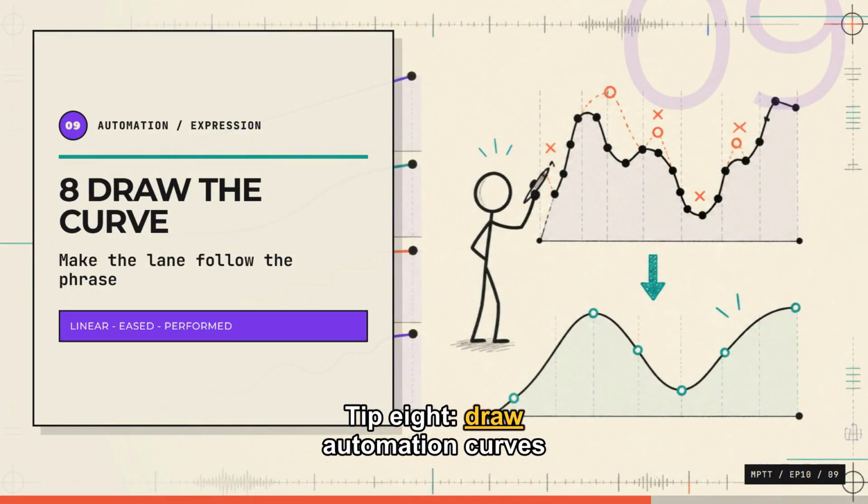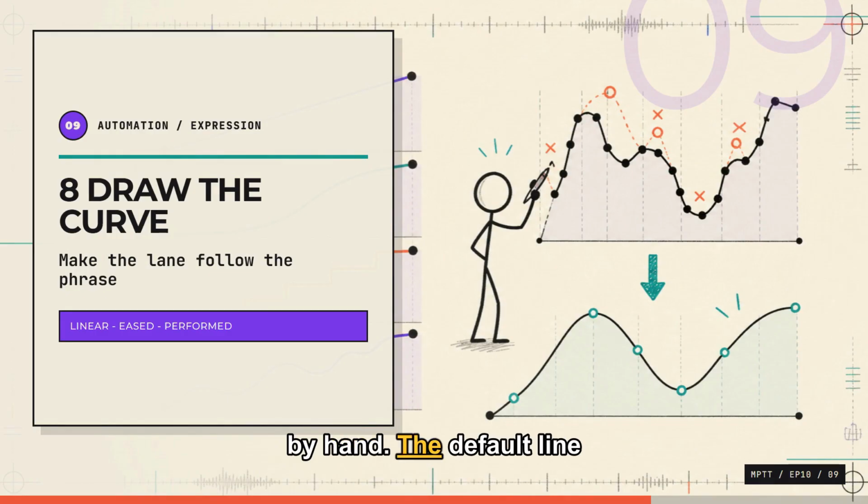Tip 8. Draw automation curves by hand. The default line between 2 points is only one possible phrase.